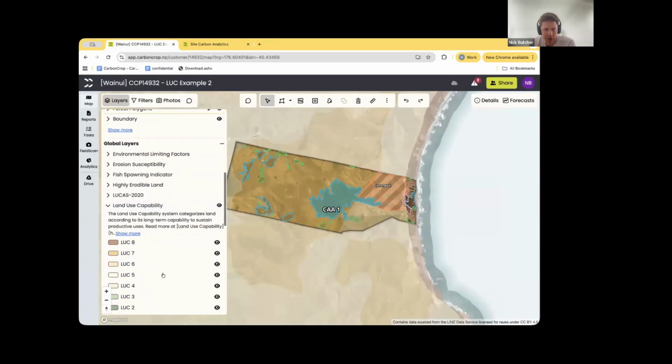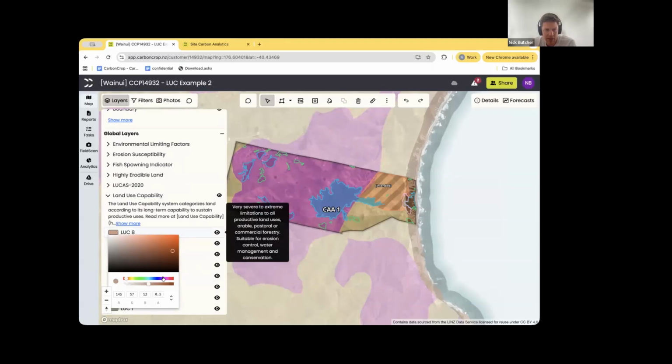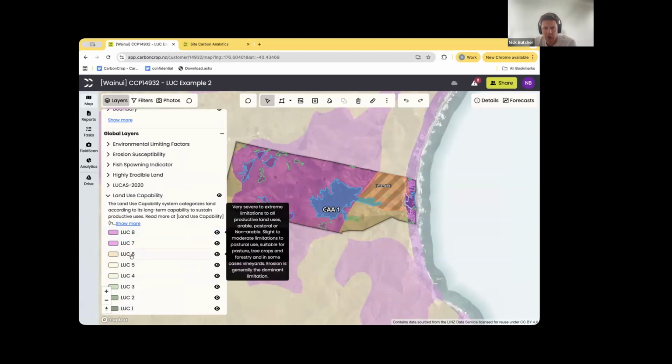But we can see here that a lot of this farm, I'll just tweak the colors to make it a bit more obvious, a lot of this farm is LUC7 and LUC8. And that can mean that it's pretty difficult country to farm, but it's not restricted under these new rules, at least with the regional rules. They've got a much smaller area that's under LUC6. So this is a little bit of a double-edged sword.